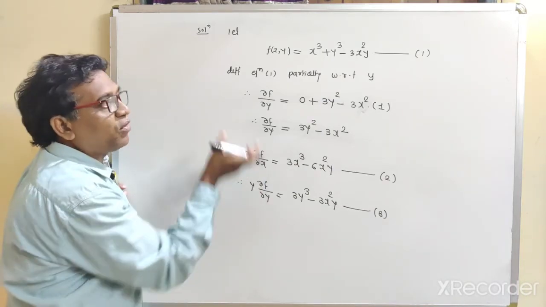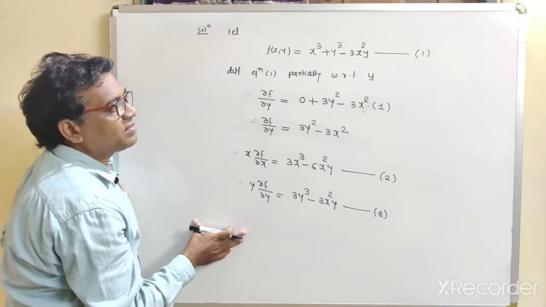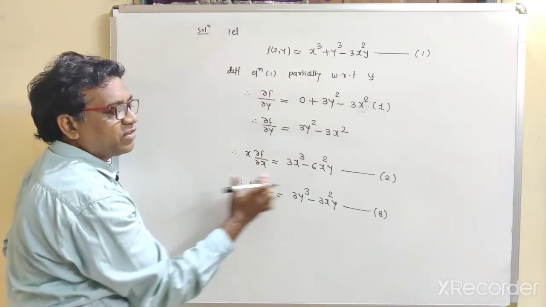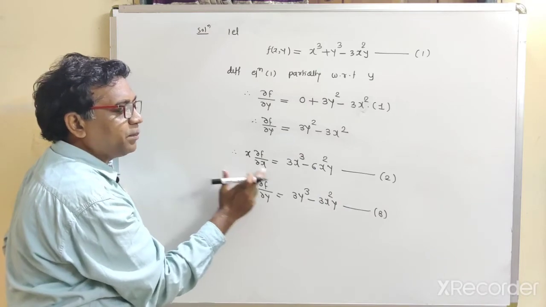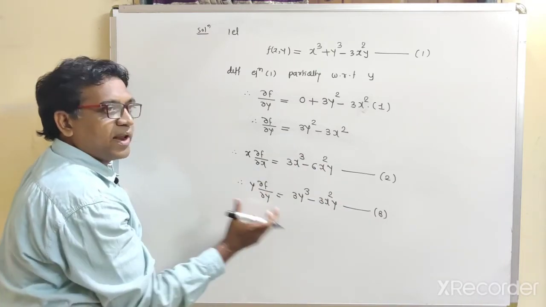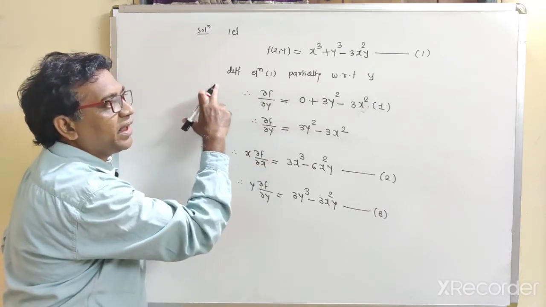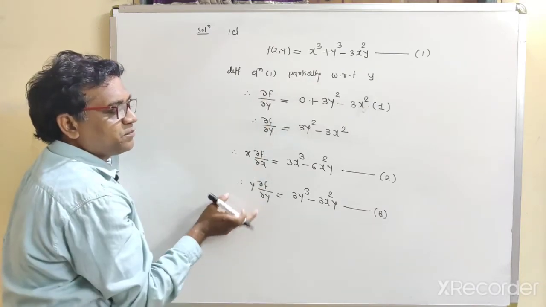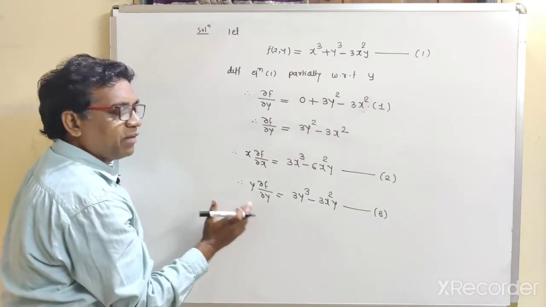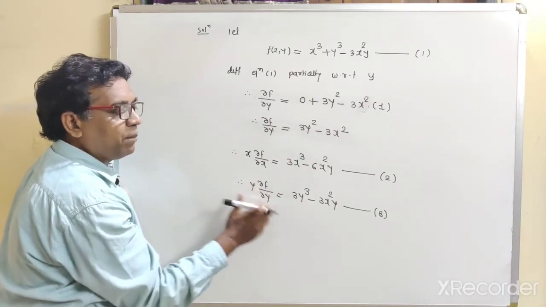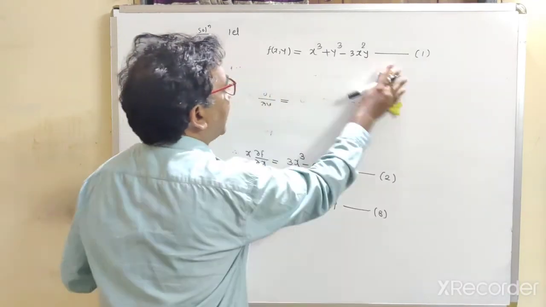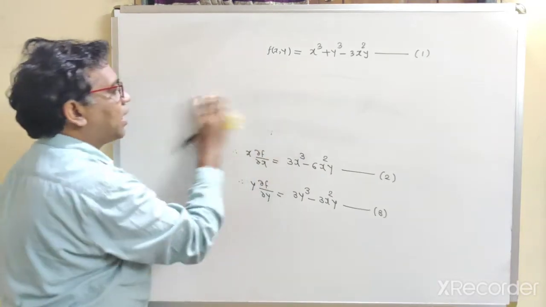So what are the steps for this verification of Euler's theorem? First of all, differentiating equation 1 partially with respect to x and multiplying both sides by x. That is our equation 2. What is the next step? Differentiating equation 1 partially with respect to y, we get this del f by del y, and multiplying both sides by y, we get y into del f by del y. Now add these two equations. So write down adding equation 2 and 3.